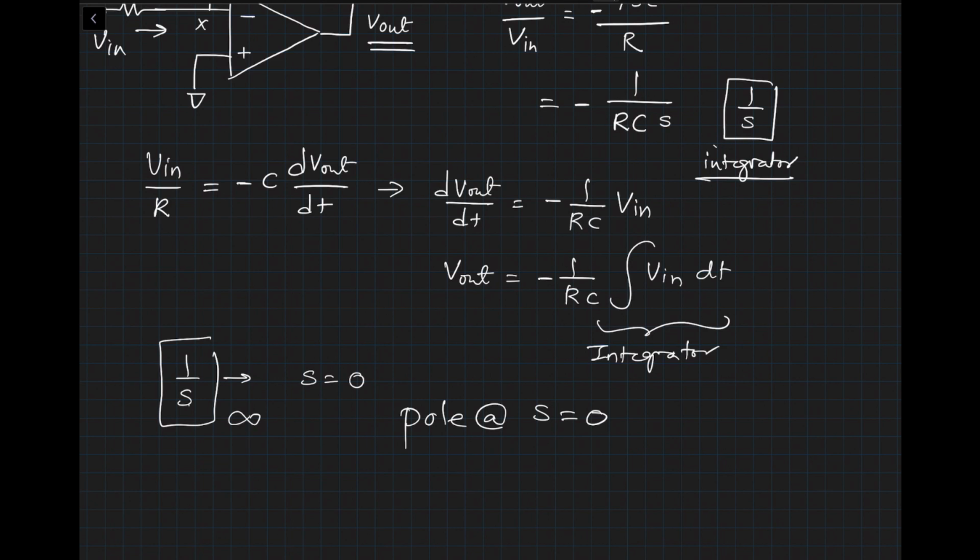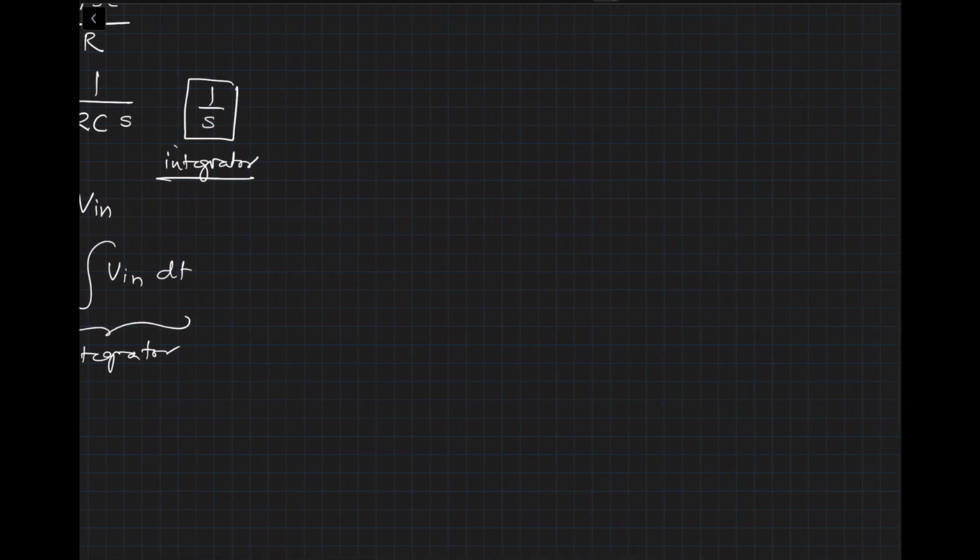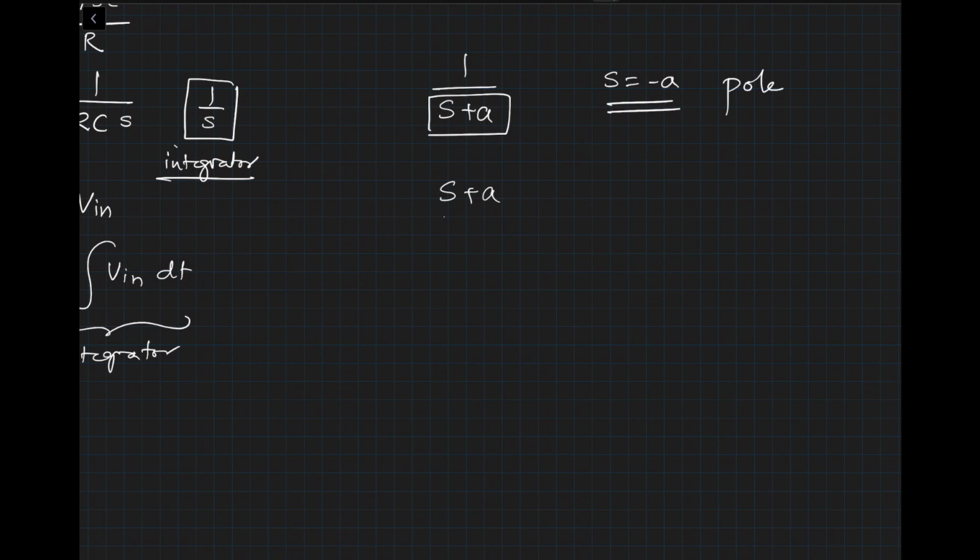So let me take a slight detour regarding poles and zeros. As I said, if the expression has a 1 over S plus A term, then at S equal to minus A we have a pole, because at that point it will go to infinity. However, if you have the term S plus A in the numerator, then at S equal to minus A you have a zero. And what does zero really mean? Zero means that at that point, at S equal to minus A frequency, the expression actually goes to zero. So that's what we mean when we talk about poles and zeros.